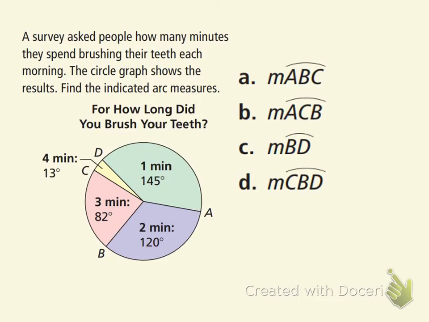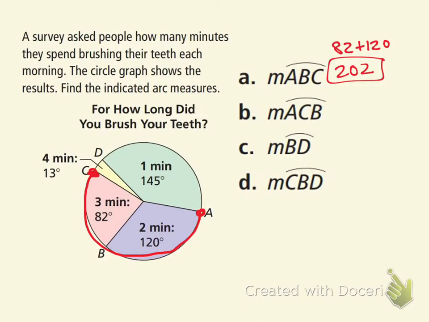Letter A. Find the measure of ABC. So from A, I want to go through B and end at C. So what am I going to do to find ABC? Add 82 plus 120, which is 202. That's okay.